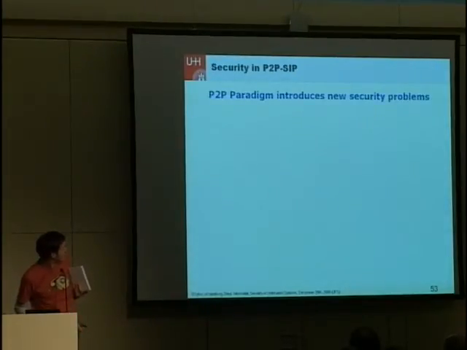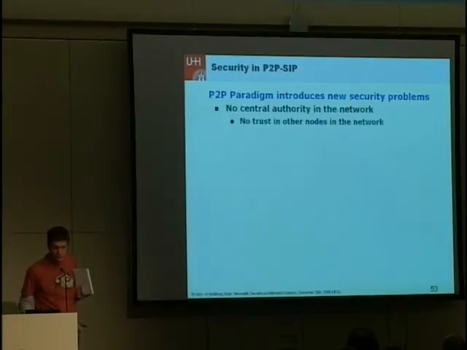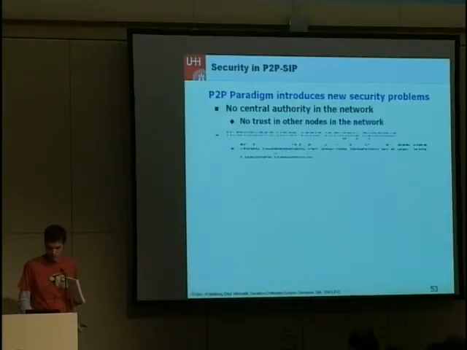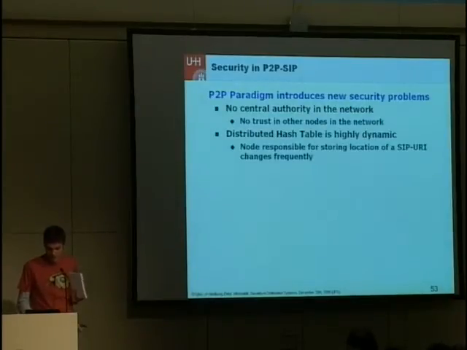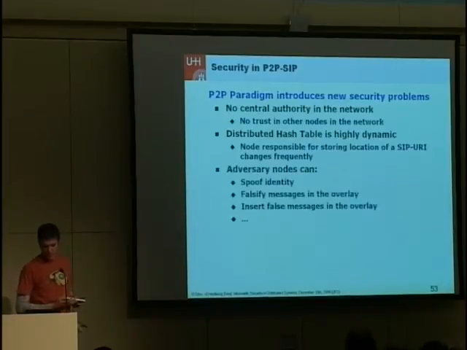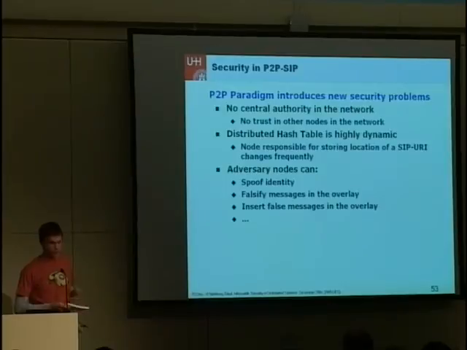Yeah, I put them down here on the slide. First of all, we don't have a central authority, so we don't have trust in other nodes. These are just arbitrary nodes that we have. Then I've said this already, the distributed hash table, if we think of a real deployment, will be highly dynamic, meaning we have lots of churn, nodes leave the network, nodes enter the network, and thus we have some problems here. Also, of course, adversary nodes that are in the network and spoof, they can falsify messages, insert false messages, they can do all kinds of things.